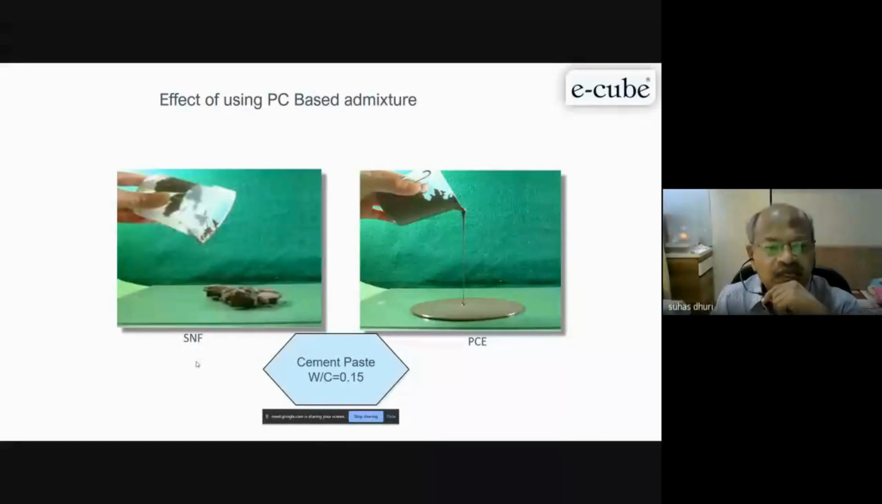You can see the effect. SNF admixture, you see here. Now same water cement ratio, this is only cement paste. I use PC based admixture, polycarboxylate ether. You see how it is flowing. This is the effect of admixtures. You're surprised to see concrete has become very easily flowable, only by adding these admixtures. This is a very, very, very effective product in concrete.